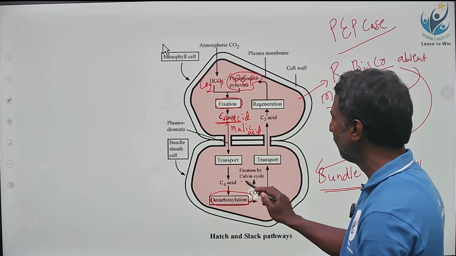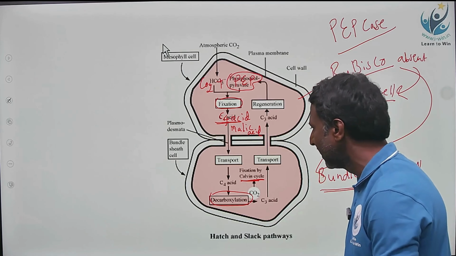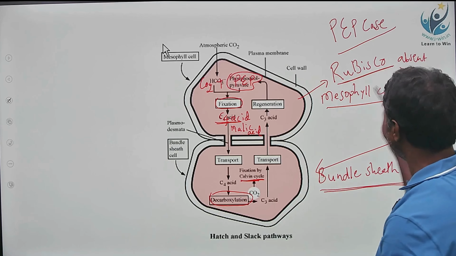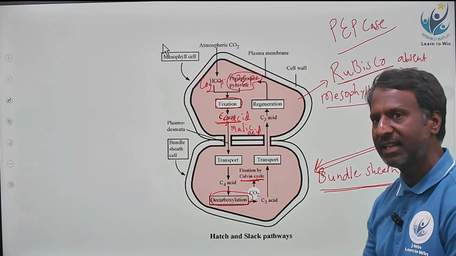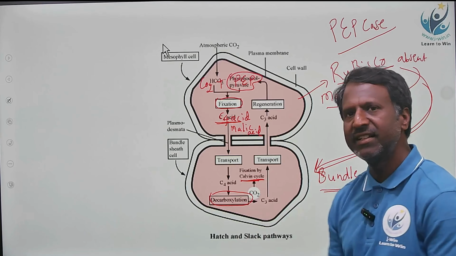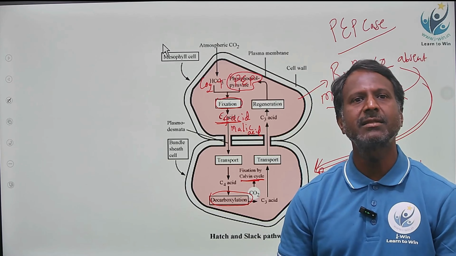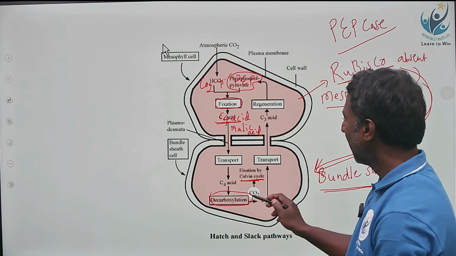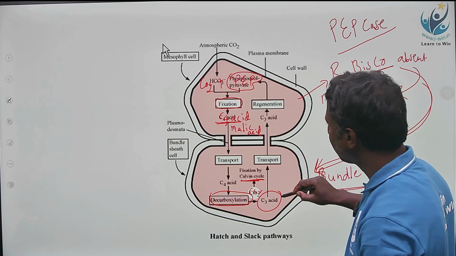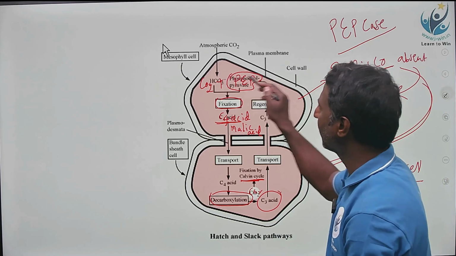In order to go for the Calvin cycle, as you all know very well from the C3 plants, the Calvin cycle requires an enzyme called Rubisco. This Rubisco is present in the bundle sheath cells, not in the mesophyll cells. So in the bundle sheath cells the Calvin cycle takes place. As a result of the Calvin cycle, starch is produced. And after removal of the CO2, the C3 acid is formed again. This same C3 acid is transported back into the mesophyll cells, where it goes for the regeneration phase.